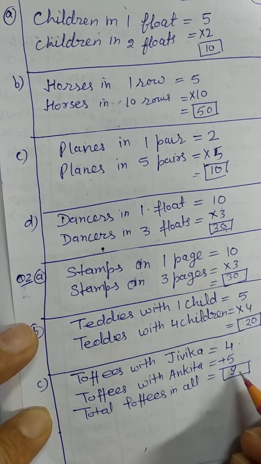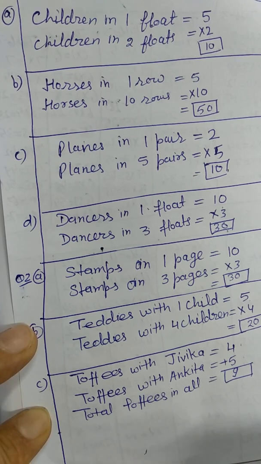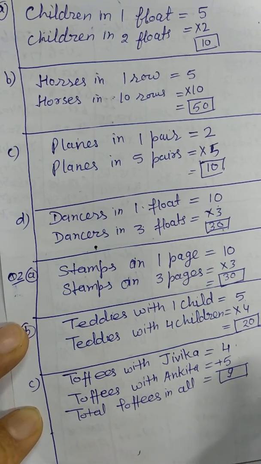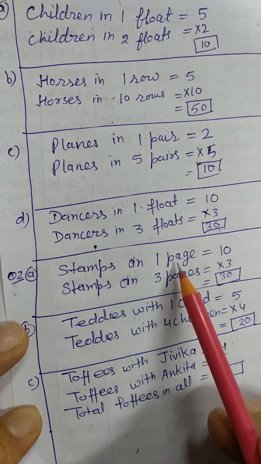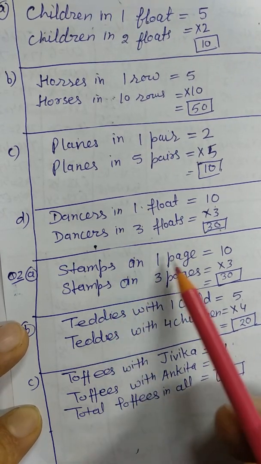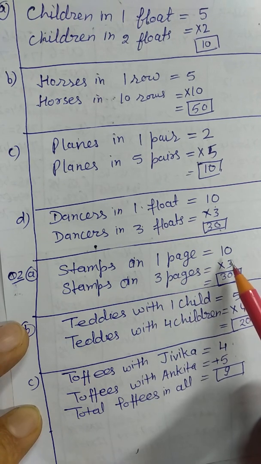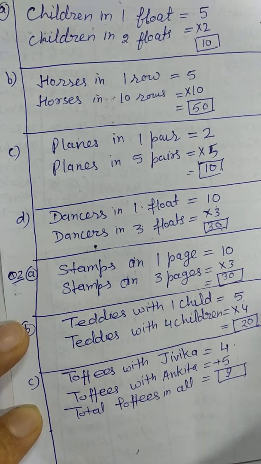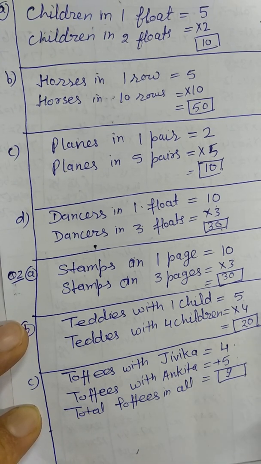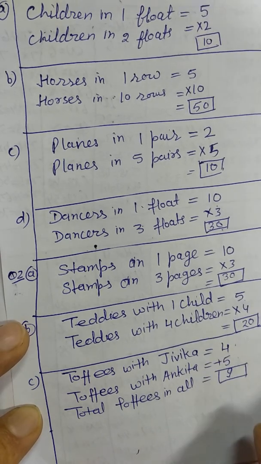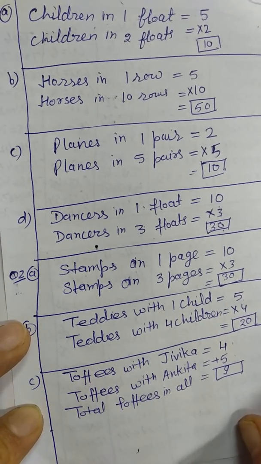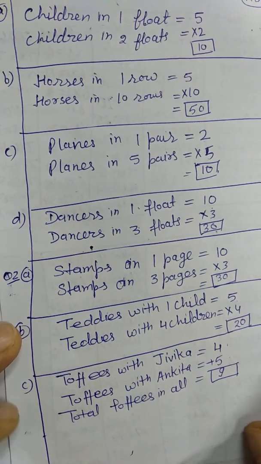Where you have to add, where you have to subtract, where you have to multiply, you have to guess first. Multiplication: when the cost of 1 or stamps of 1 page is given, one to many, then you have to multiply. If left is asked, more is asked, less is asked, then you have to do subtraction. And if total is asked, in all is asked, then you have to do addition. This way you can do this exercise.